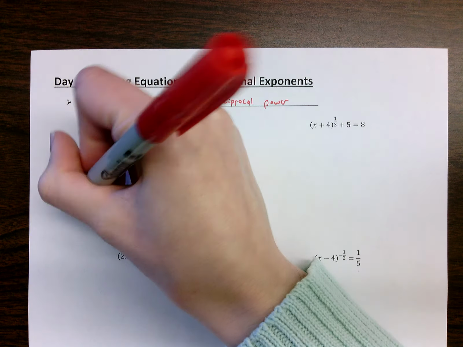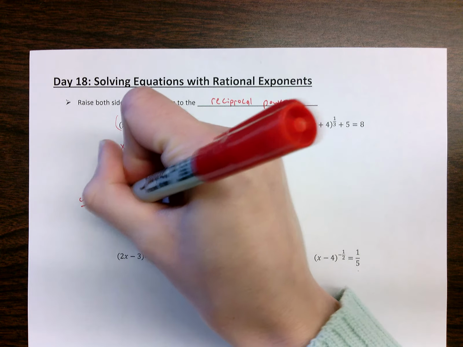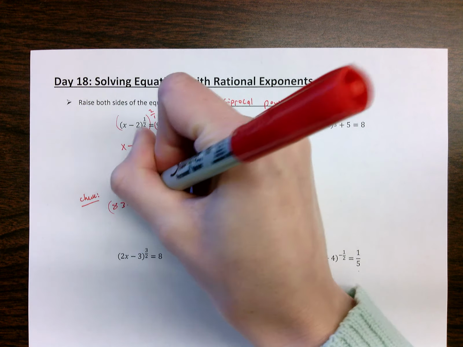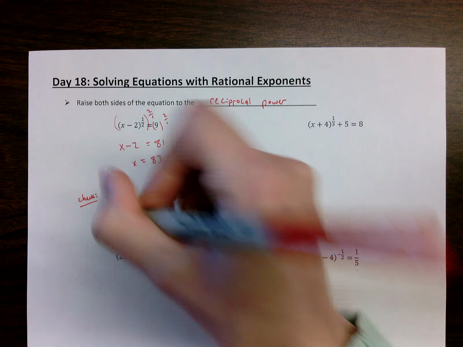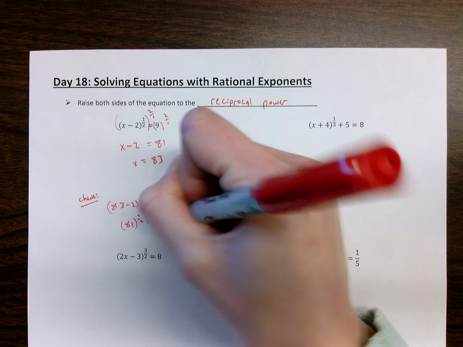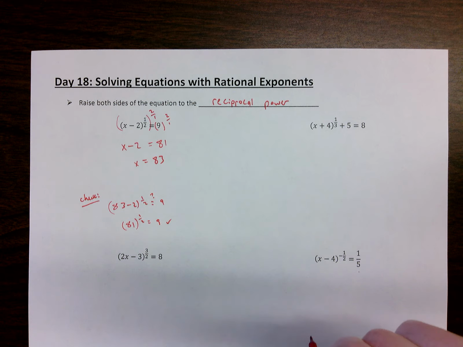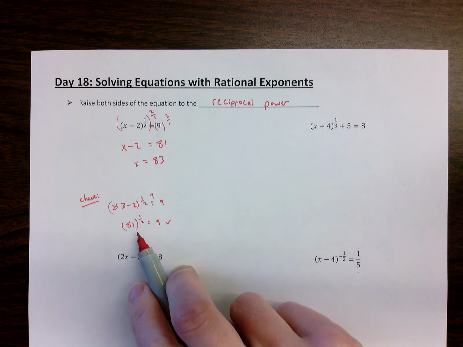You do want to make sure that you check your solution, right? Make sure it's not extraneous. So 83 minus 2 raised to the 1/2 power. We want to know, does that equal 9? Well, that's 81 to the 1/2 power, which is indeed 9. Excellent, because 1/2 power, that's a square root of 81.